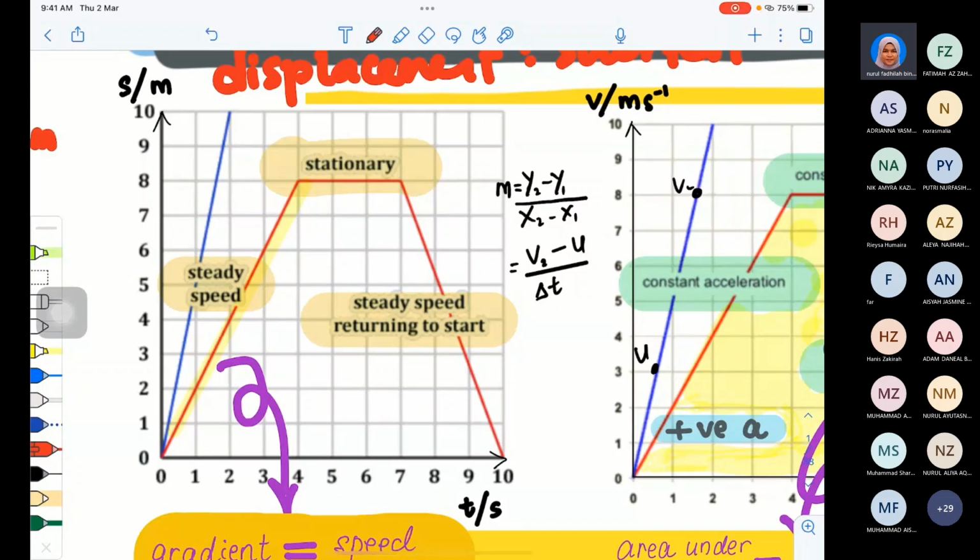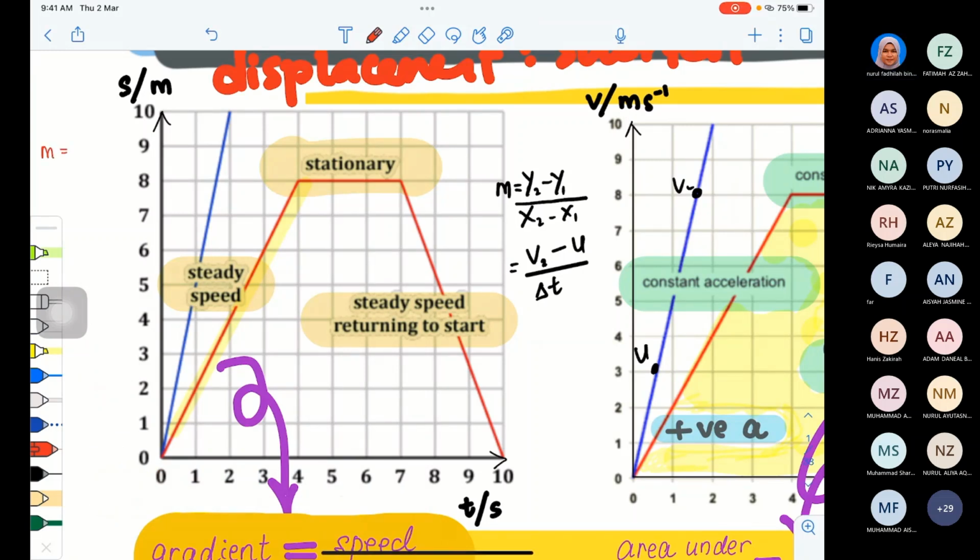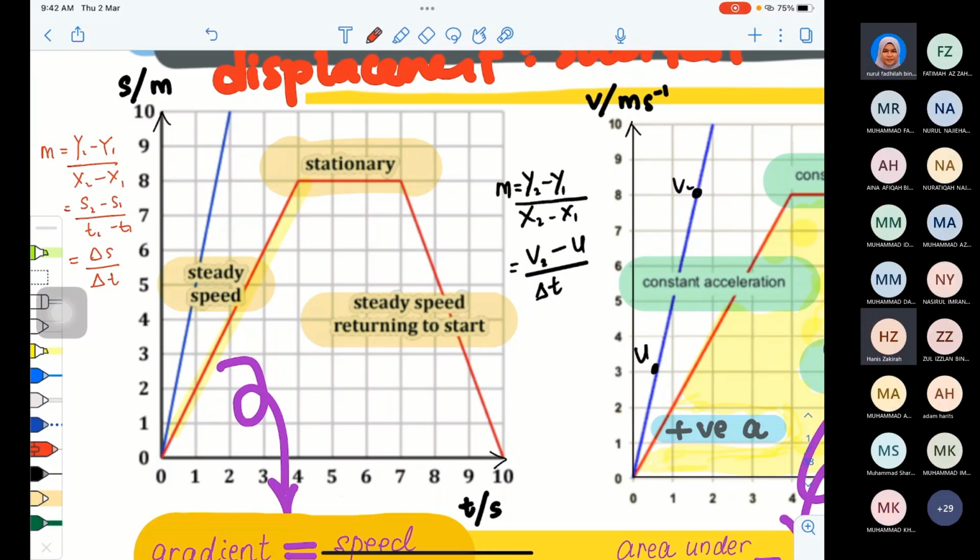Okay, the gradient. The gradient is the same as before: Y2 minus Y1 over X2 minus X1. What is your Y axis? Our Y axis is displacement, S2 minus S1 over T2 minus T1. So like the change, the triangle symbol means change. So S over T, what formula is that? Distance. S is distance, but S over T? Speed. So this is speed.